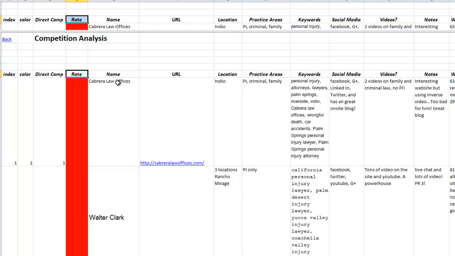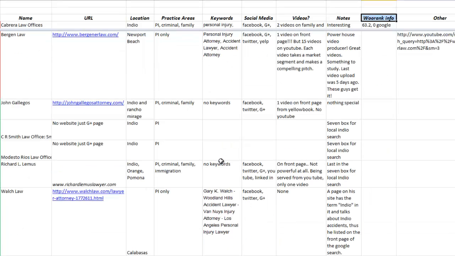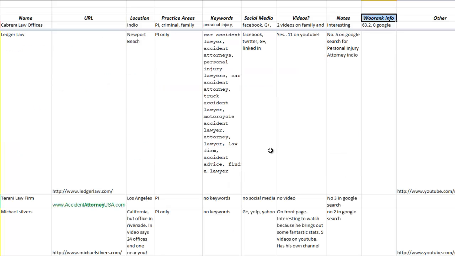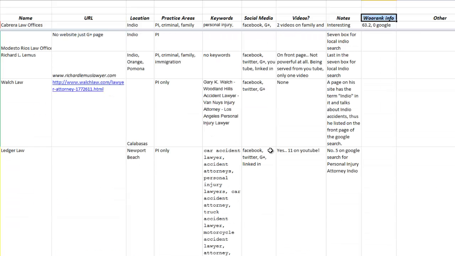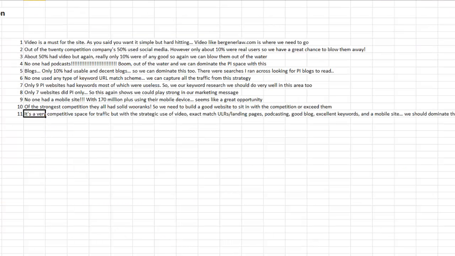Yellow is a possible. And of course, then the name of the law office, the URLs, the location, practice areas, keywords when they have them, social media, videos. I put in notes, my WooRank, which is a website that I subscribe to, to take a look at their websites in particular, etc. And you can see here that I've got 20 of these guys to try to get an understanding of what we're up against. And from that standpoint, you draw these conclusions, the first one being that a video is a must for the site. There's no question about that.